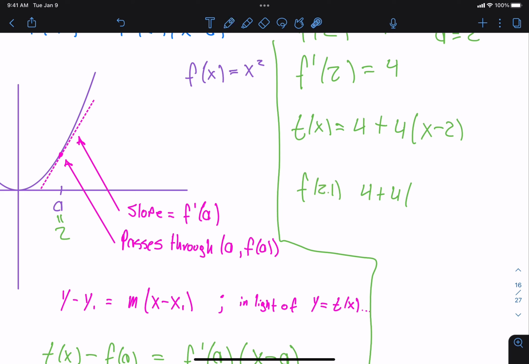So 2.1 is an x value which is pretty close to 2, and I'm guessing that the height of the function is pretty close to the height of the tangent line. So let's see if that's true. I'm going to approximate this by 4 plus 4 times 2.1 minus 2, which gives me 4 plus 4 times 0.1 is 0.4, so 4.4.